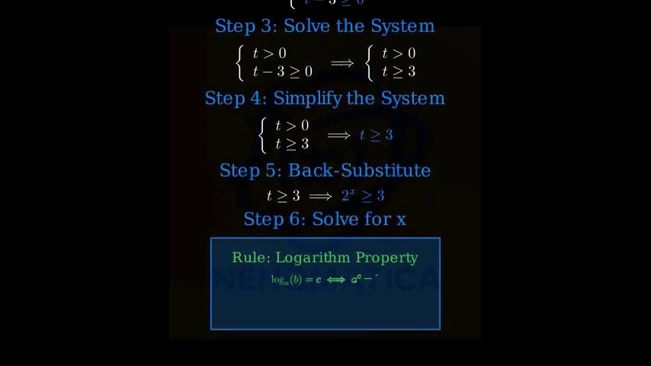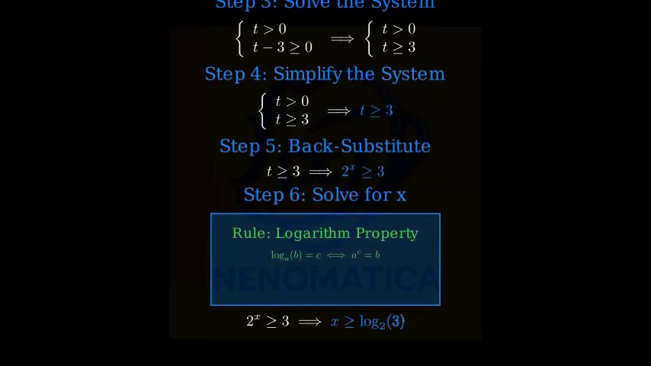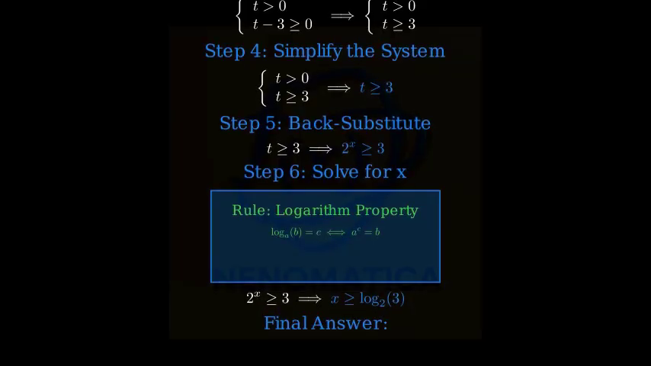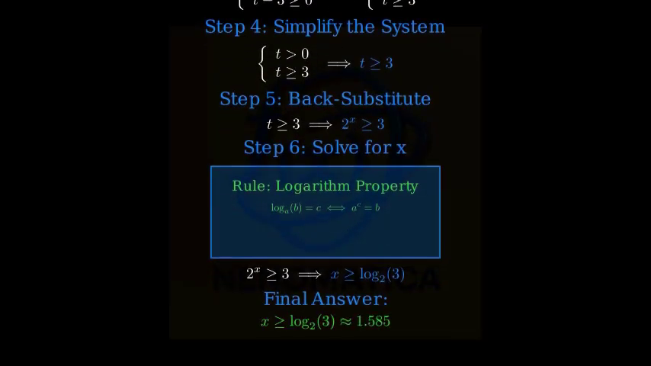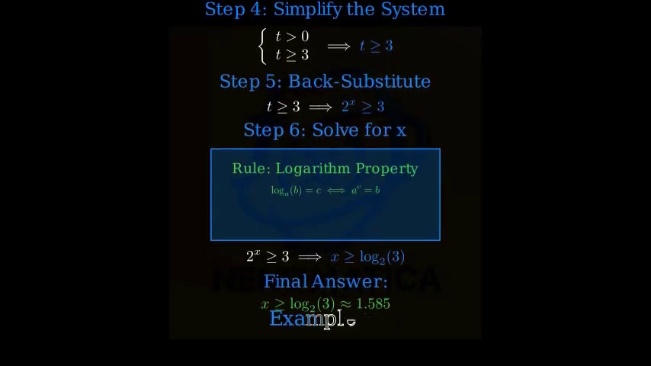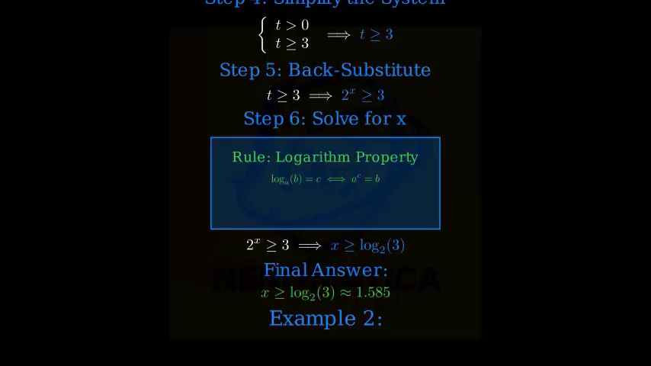Taking the logarithm base 2 of both sides, we get x is greater than or equal to log base 2 of 3. Therefore, the solution to our original inequality, 2 to the power x minus 3 is greater than or equal to 0, is x is greater than or equal to log base 2 of 3, which is approximately 1.585. Let's try another example to reinforce this technique.